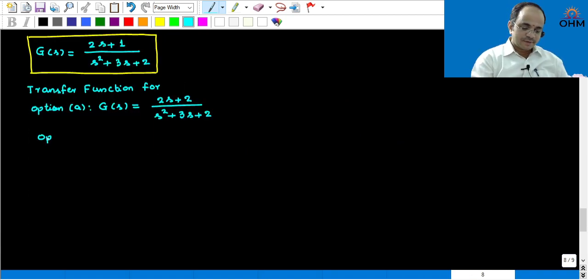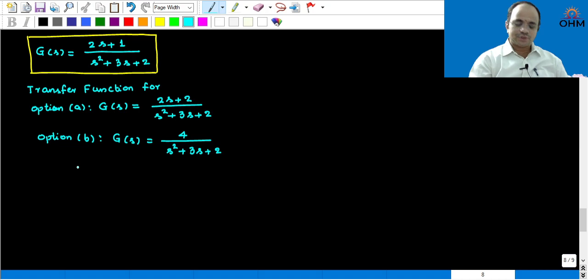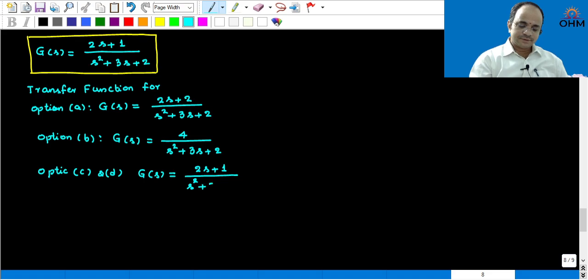Next, for option B, G of s is equal to 4 divided by s square plus 3s plus 2, and I found for option C and D, the transfer function is 2s plus 1 divided by s square plus 3s plus 2.